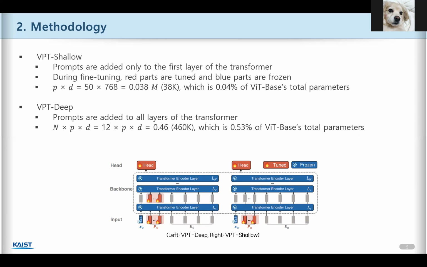The second is VPT deep, which inserts prompts into all transformer layers. The left-hand figure shows red prompts across all layers. VPT deep uses about 460,000 parameters, only 0.53% of ViT base, yet still achieves strong performance.